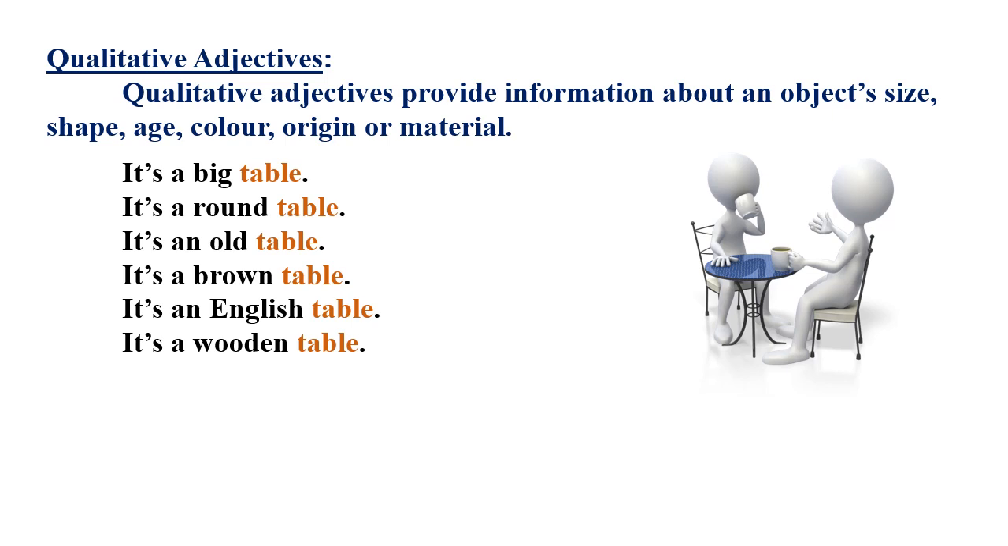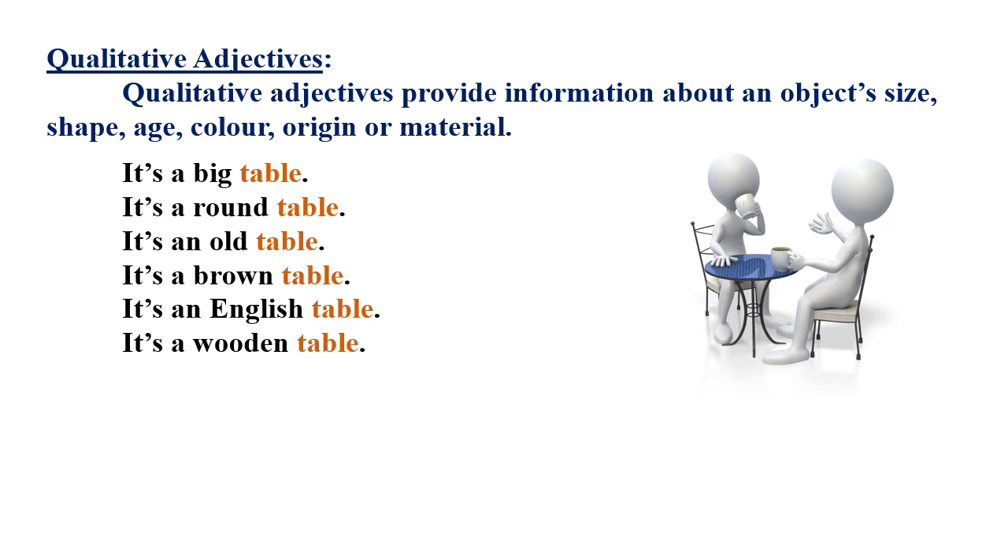Qualitative adjectives. Qualitative adjectives provide some more information about an object. It tells about an object's size, shape, age, color, origin. Origin means where an object was made or the material out of which it is made. Look at the following example.